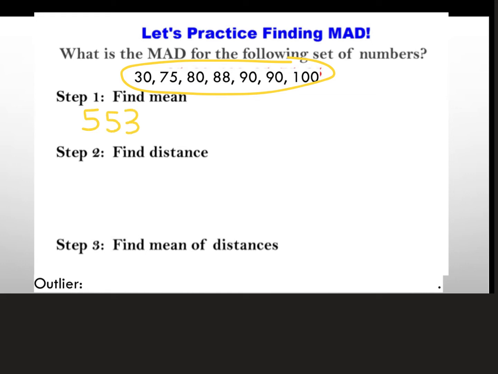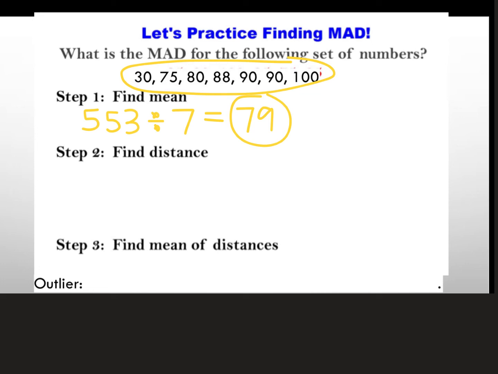553. In order to find the mean, you add them all together, then divide by the amount of data pieces you have, which in this case is 7. Go ahead and type that in your calculator. When you did that, you should have gotten 79 as the mean here.